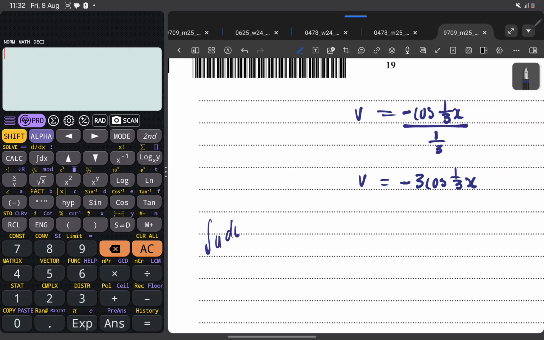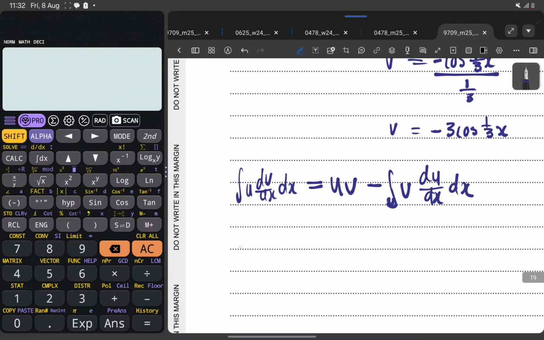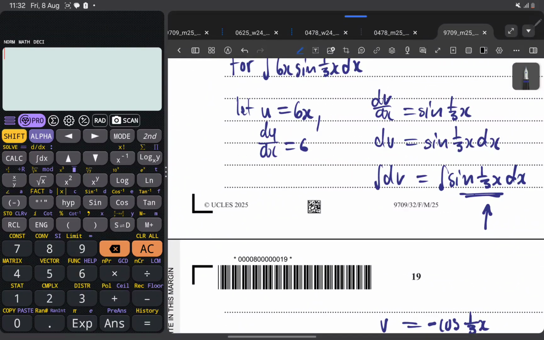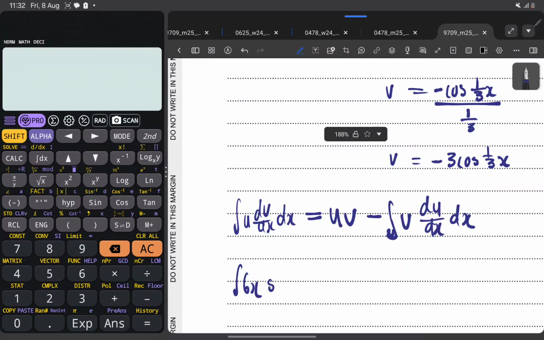The integral of u dv/dx with respect to x is equal to uv minus the integral of v du/dx with respect to x. Okay, so now what is my u? My u is 6x. So I'm going to say the integral of 6x times, what is my dv/dx? This is the one. So it's 6x sine 1/3 x with respect to x.